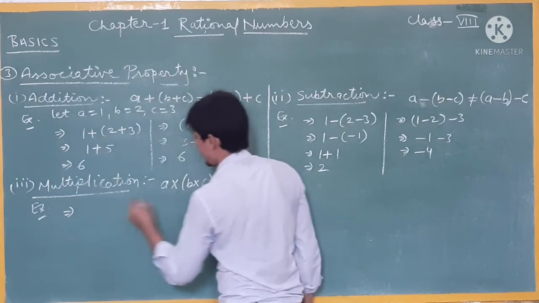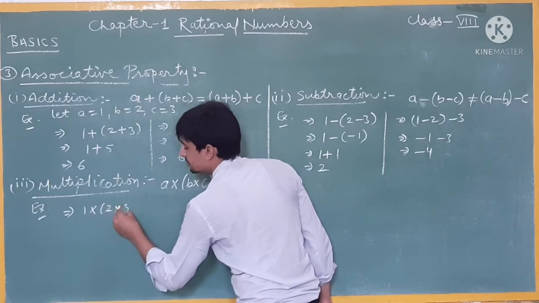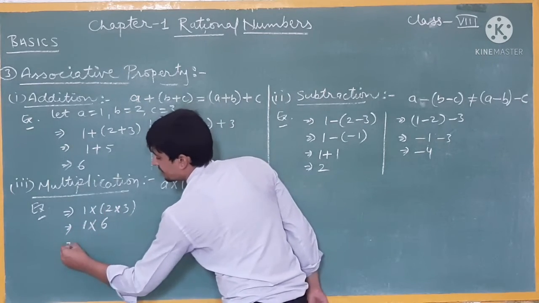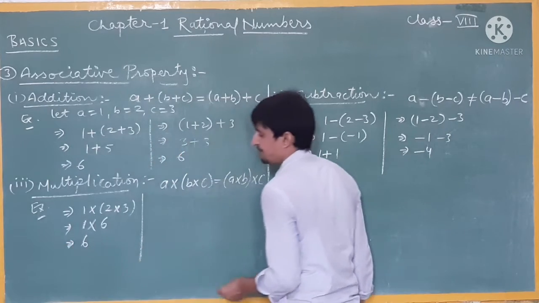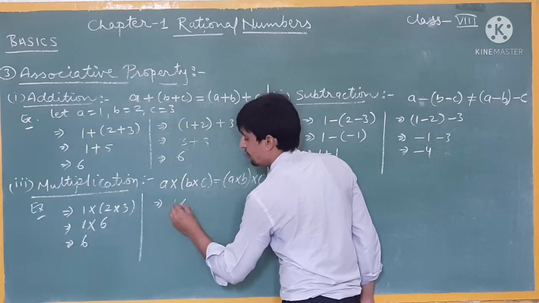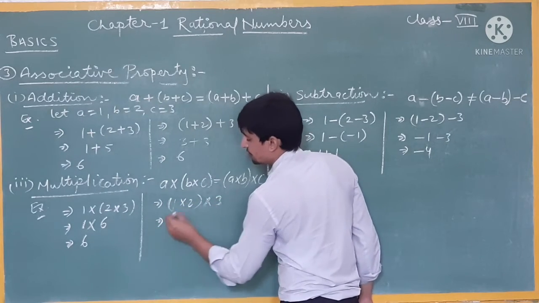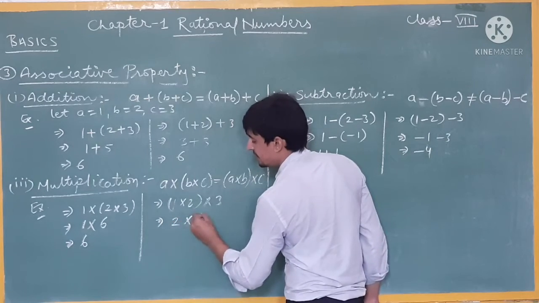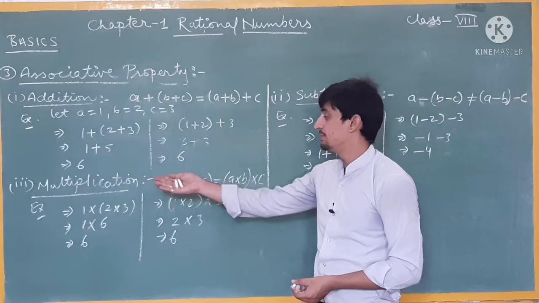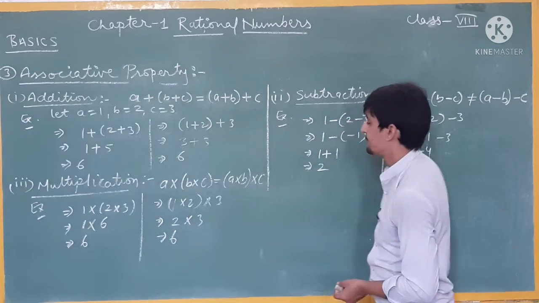Putting the values in the LHS, we have 1 into (2 into 3), so 2 into 3 is 6 and 1 into 6 is 6. Now putting the values in the RHS, we have (1 into 2) into 3. So 1 into 2 is 2, 2 into 3 is 6. So it can be easily understood that multiplication will always satisfy the associative property.